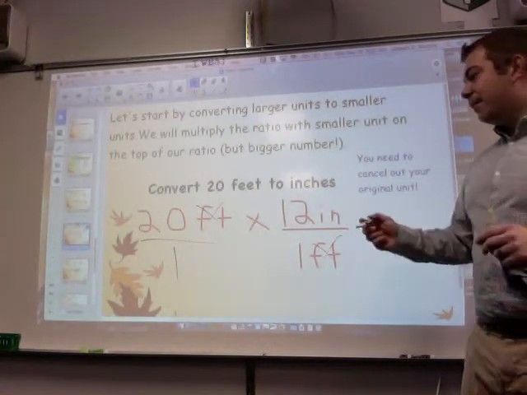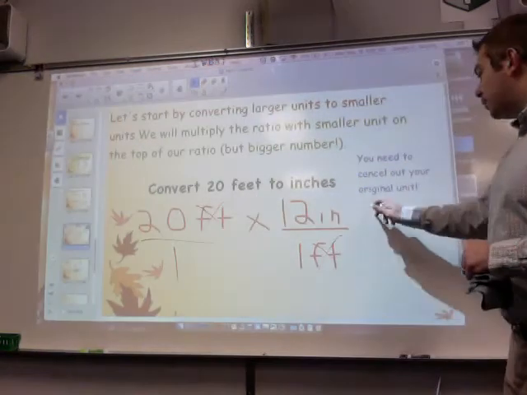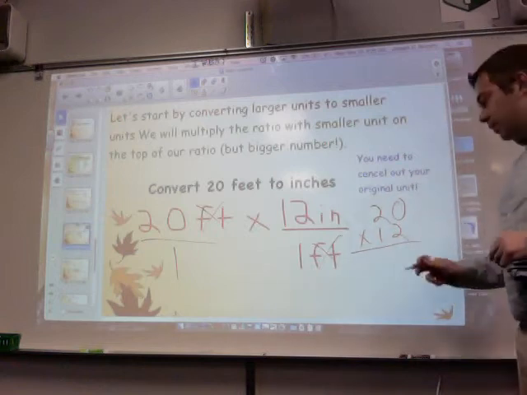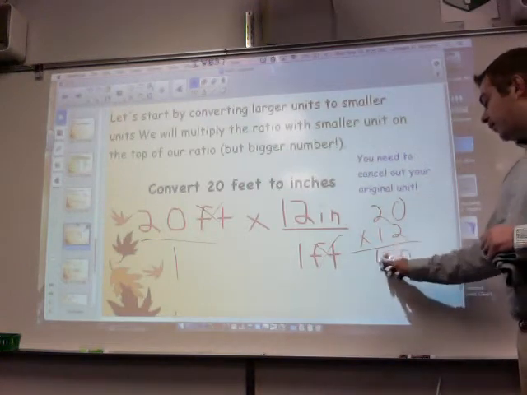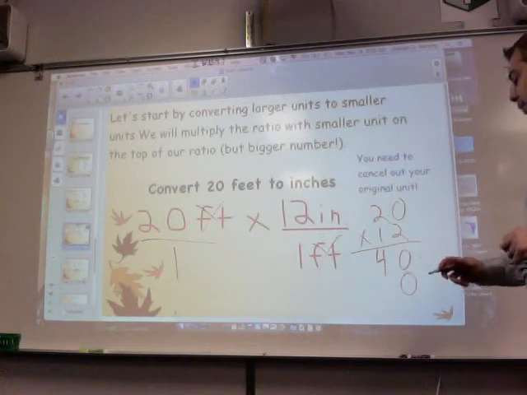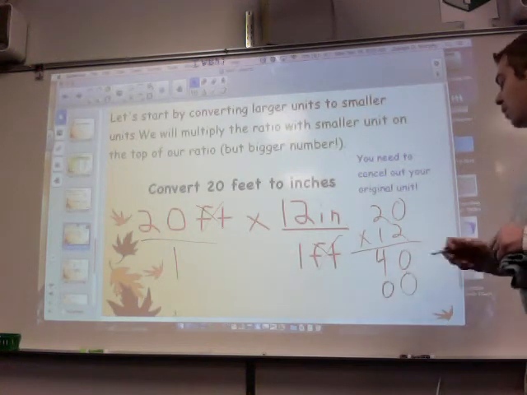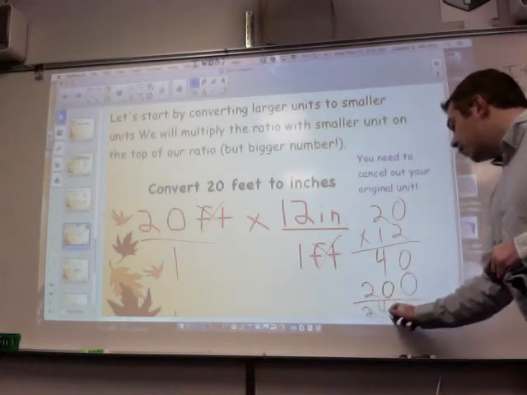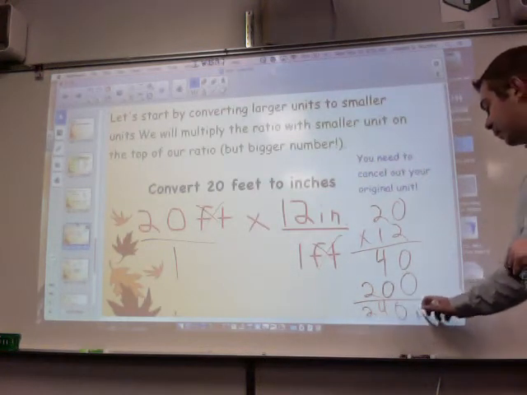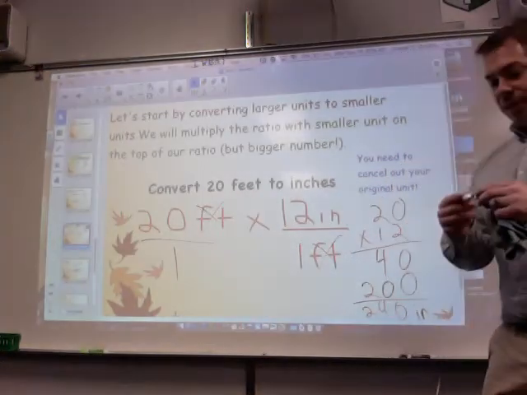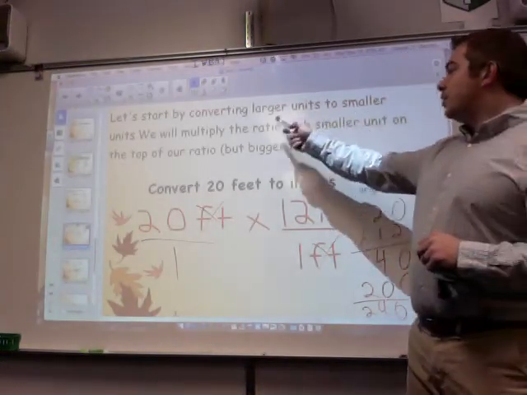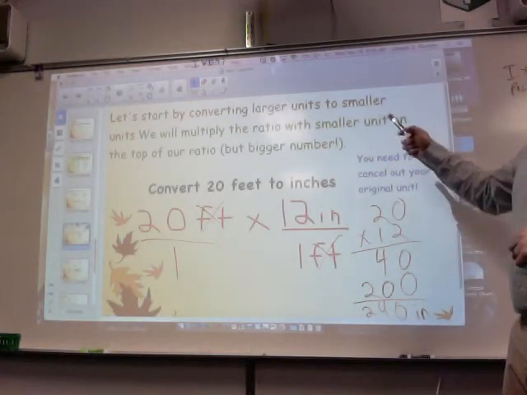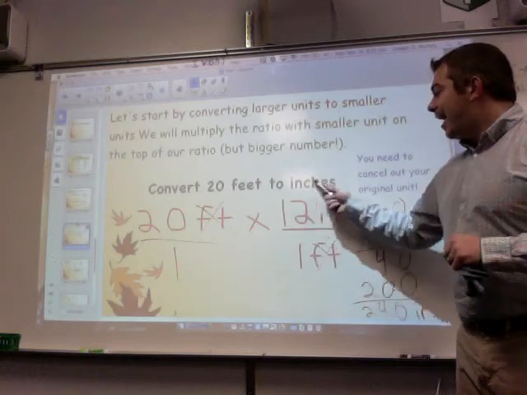Okay, so all I have left really is 20 times 12, so I'll do that out. 2 times 0 is 0, 2 times 2 is 4, and that's my 0 there. 1 times 0 is 0, 1 times 2 is 2, so I get 240 inches because my feet cancel each other out. So it's important to note that when you're going from larger units like feet to smaller units like inches, the smaller unit goes on top of my ratio.